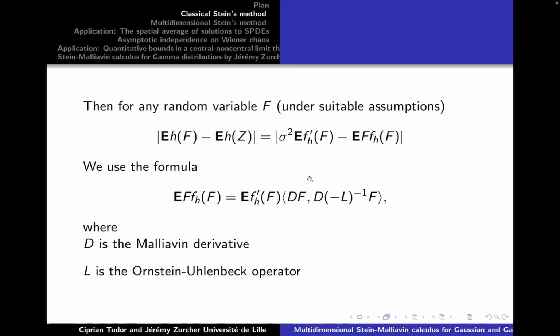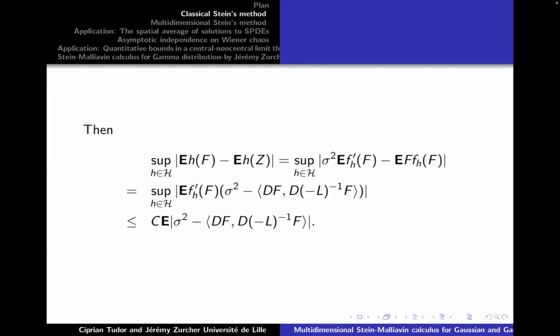And here you replace in the first line, and you will put f prime as a common factor. So what will you have? Maybe I will go to the next slide. So the distance, this is the distance between the distribution of f and the distribution of Z, the Gaussian distribution. And on the right-hand side, you put f prime in factor, you have sigma square minus this quantity, this ugly quantity if you want, depending on Malliavin derivatives.